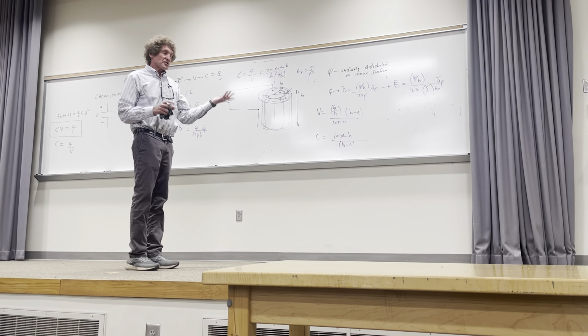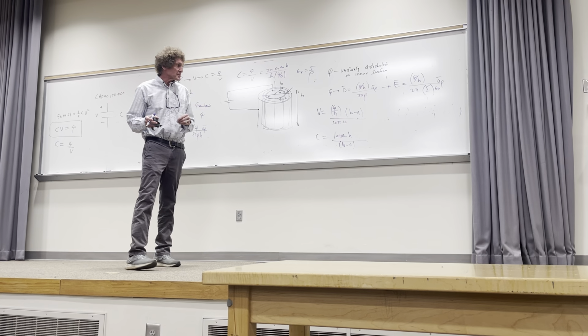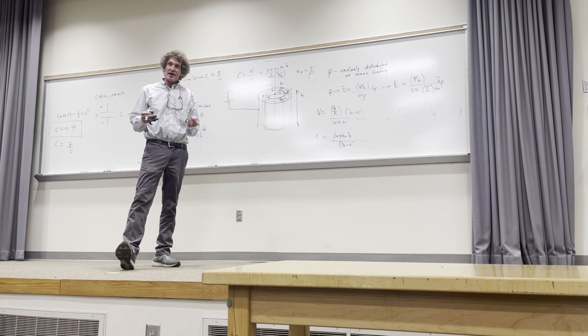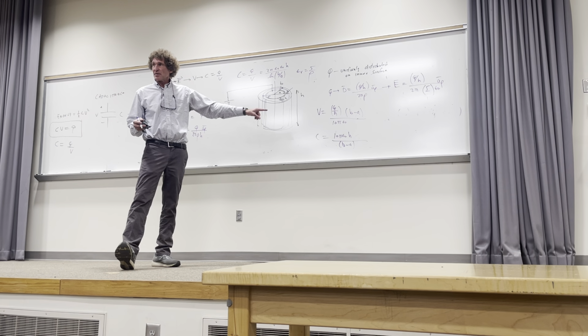That's the capacitance. It checks the boxes, right? It's proportional to epsilon, well, epsilon naught in this case. And as the distance between the plates, B and A, approach each other, it goes to infinity. Y'all see that? Because it's 1 over B minus A.